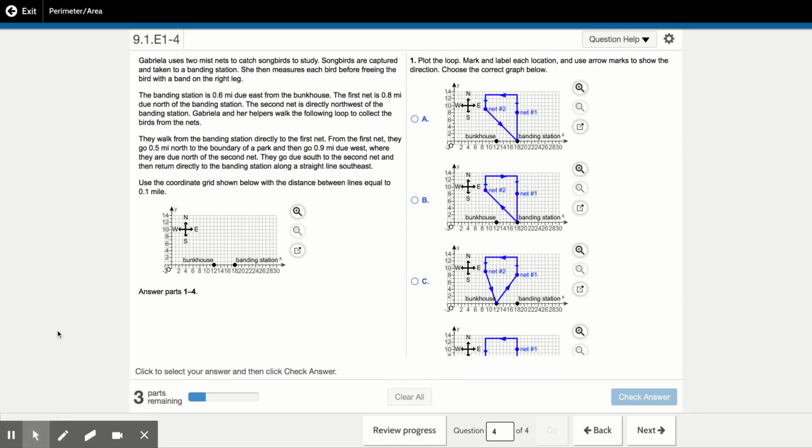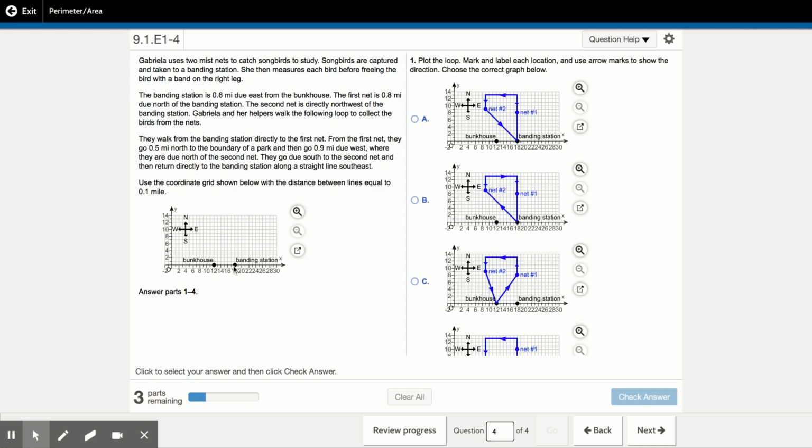All right, now for this question, it says Gabriella uses two mist nets to catch songbirds to study. Songbirds are captured and taken to a banding station. She then measures each bird before freeing the bird with a band on the right leg. The banding station is 0.6 miles due east from the bunkhouse.